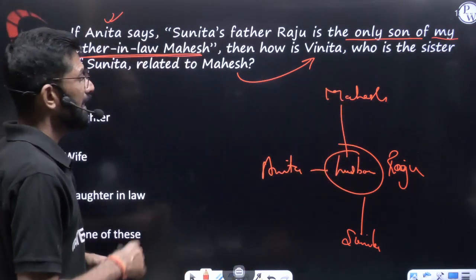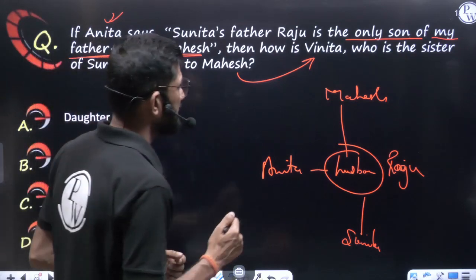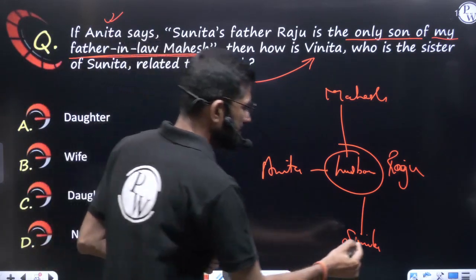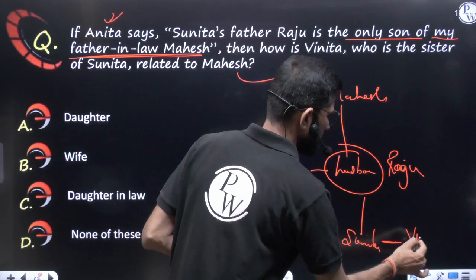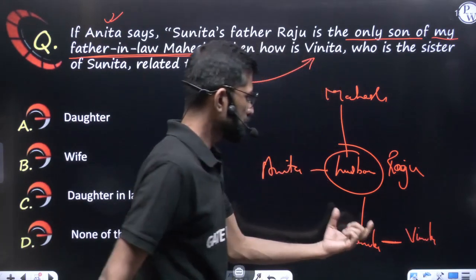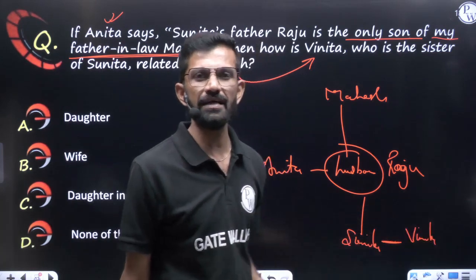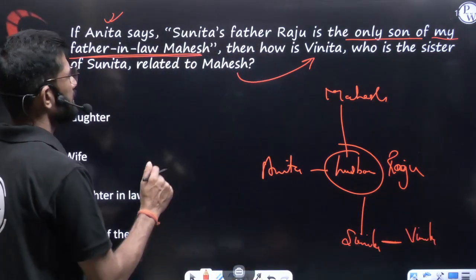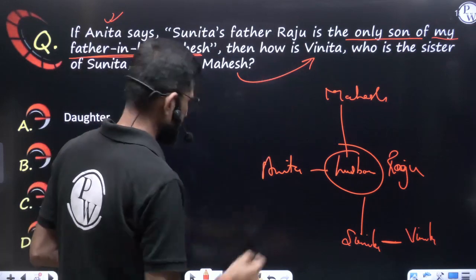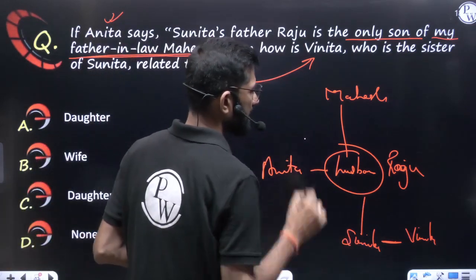Moving further, how is Vinita, who is sister of Sunita? Sister of Sunita means same generation. Vinita is here. So you can say now Anita and Raju are a married couple and they have the children, that is Sunita and Vinita. Question goes like, Mahesh will call Vinita as what?